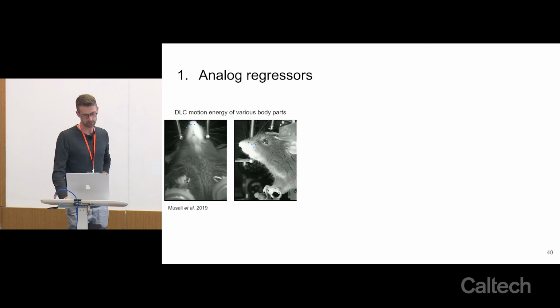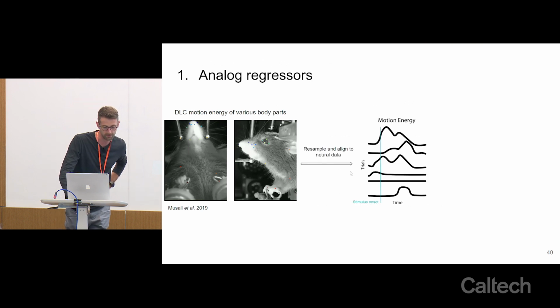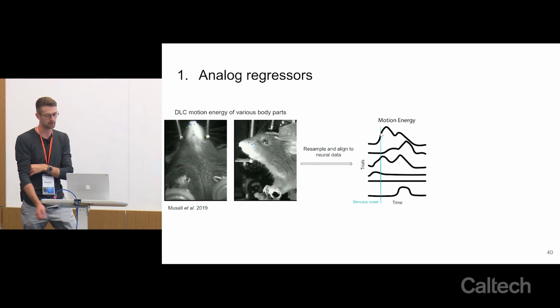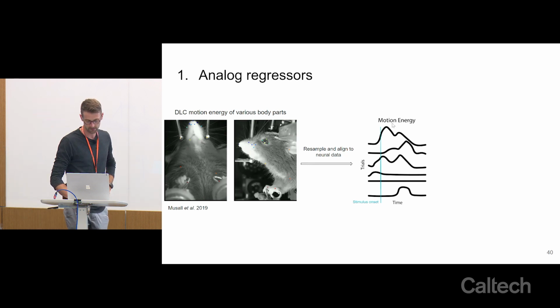All right, so let's talk about analog regressors first. Like I said, these are pretty straightforward. You'll just take whatever your metric is. So in this case, we're taking the motion energy of some body parts. And we'll just do the same thing we did with the neural data. We're going to resample them because these cameras are probably not sampling at the same rate as your fMRI, or your widefield, or your mesoscope, whatever. So we need to resample those and then align them to however we aligned our neural data. So in this case, let's just say we align to stimulus onset. So we grab X number of frames before the stimulus onset, Y number of frames after the stimulus onset, and then we reshape those so that it's now just one long stream of time, like we did with our neural data.